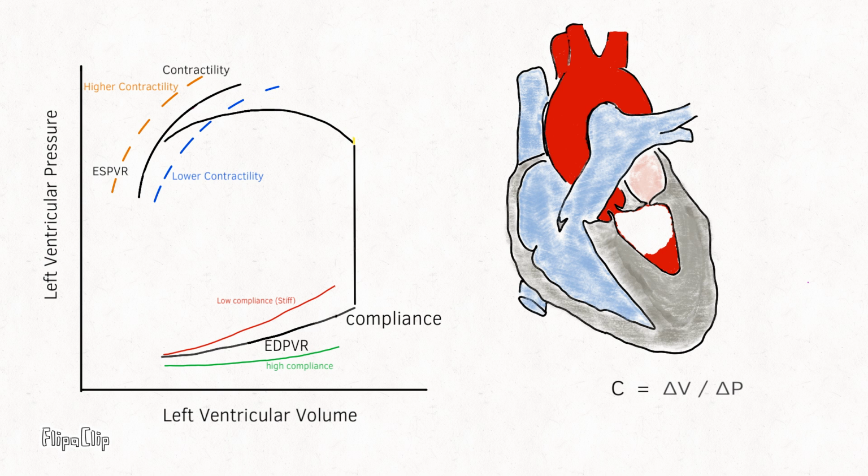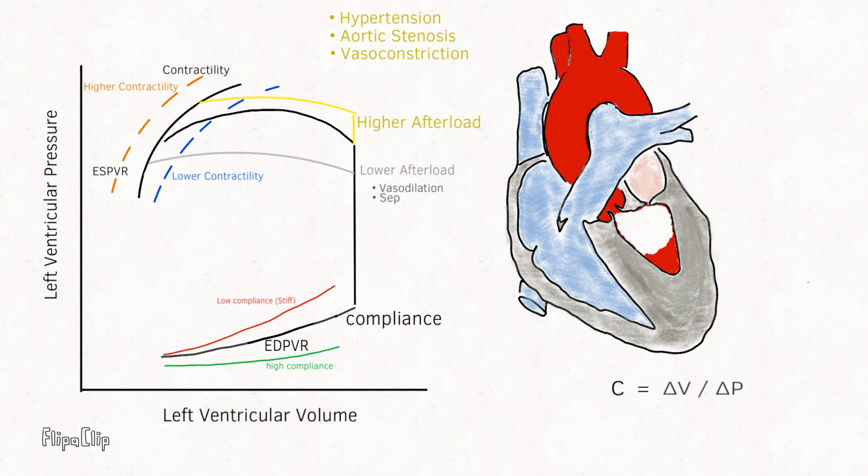Increased afterload moves the end systolic point upward and towards higher pressures, as seen in hypertension, aortic stenosis, and systemic vasoconstriction. Reduced afterload moves the point downward, as seen with vasodilation, sepsis, and vasodilator therapy, including ACE inhibitors.